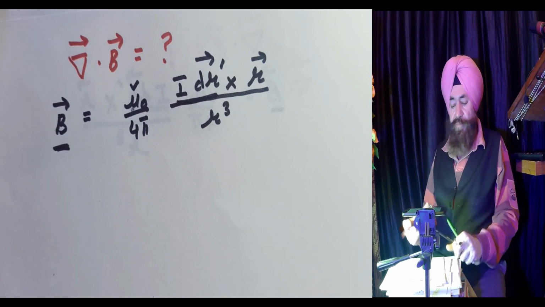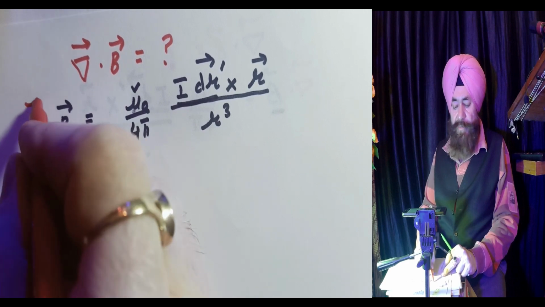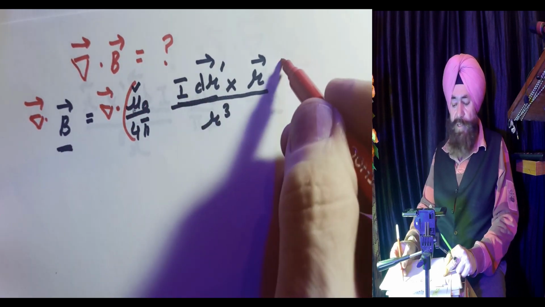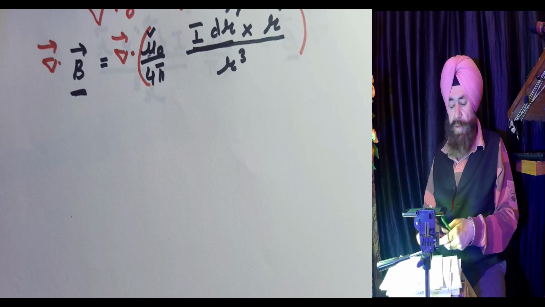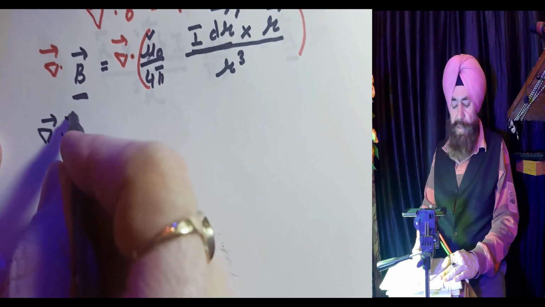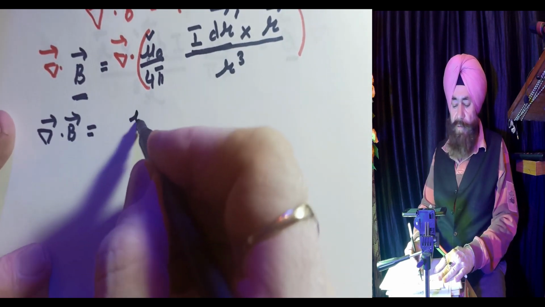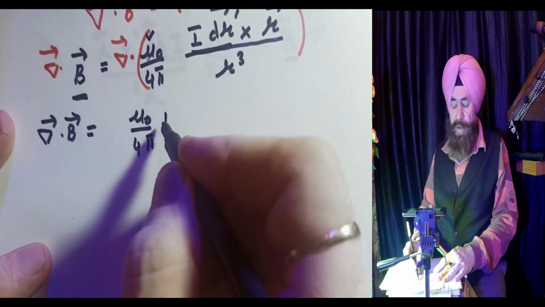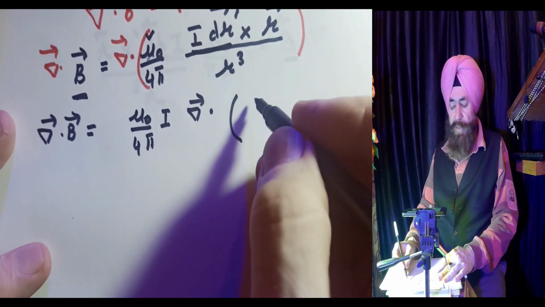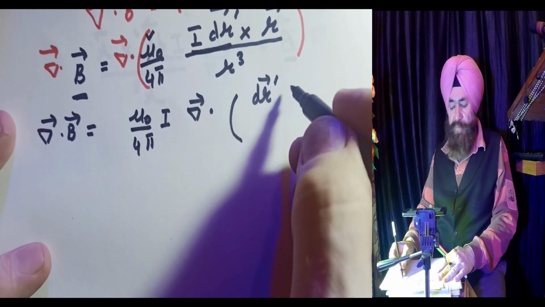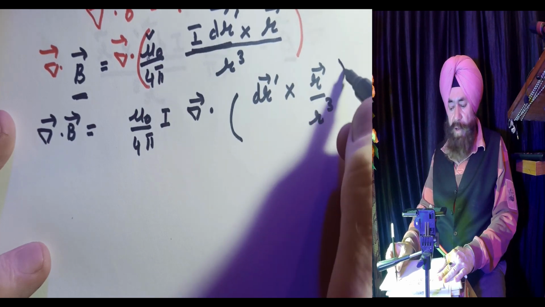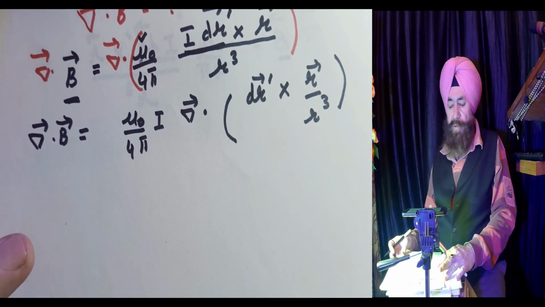Now next, taking divergence both sides. Now this may be written as del vector dot B vector is mu naught over 4 pi I del vector dot, this is dr dash vector cross r vector upon r cube. Okay.